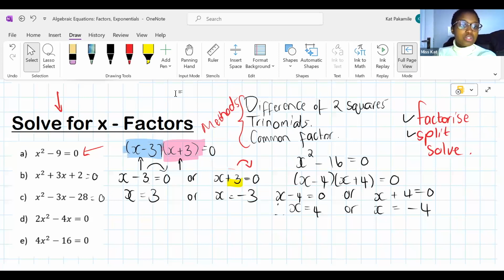Okay. So let us do B. So first you have to identify, is B difference of two squares? Is it a trinomial, or do I have a common factor? Which way of factorizing are we using for number B? We've done A, we are on B now. Number B, do we have difference of two squares, trinomials, or common factors? Thank you, Farida. We have a trinomial.